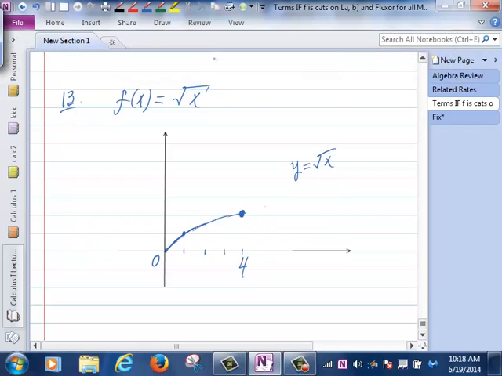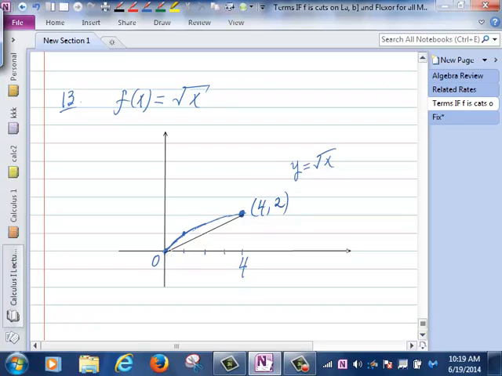So the mean value theorem, if I look at this point here and this point and join them with a straight line, so let's join them. What is the slope of that line? Well, we need to know the coordinates here. What's the coordinate of the point at 4? Yeah, 4 comma 2, right? Because when x is 4, root x is 2, and the other point is 0, 0, right?